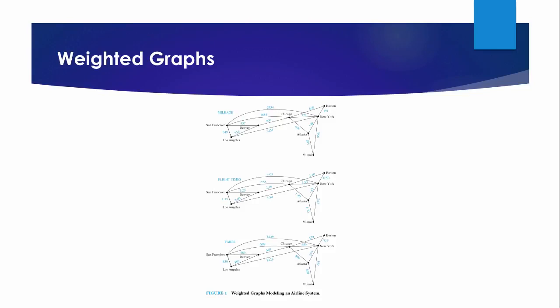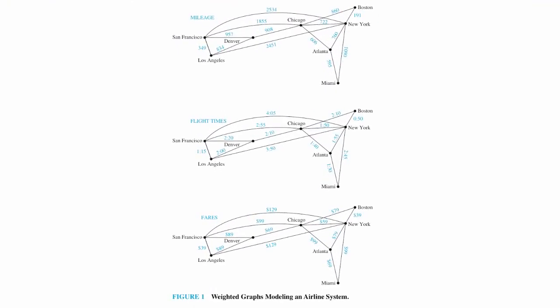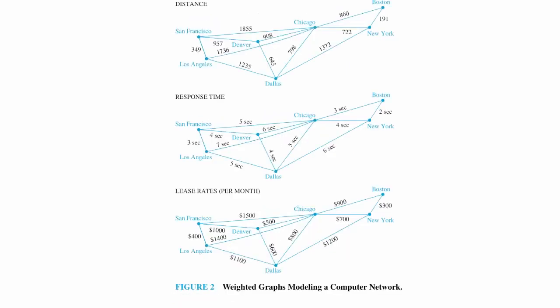As an illustration, consider how an airline system can be modeled. We set up the basic graph model by representing cities by vertices and flights by edges. Problems involving distance can be modeled by assigning distances between cities to the edges. Problems involving flight time can be modeled by assigning flight times to edges. Problems involving fares can be modeled by assigning fares to the edges. Figure 1 displays three different assignments of weights to the edges of a graph representing distance, flight times, and fares, respectively. Graphs that have a number assigned to each edge are called weighted graphs.